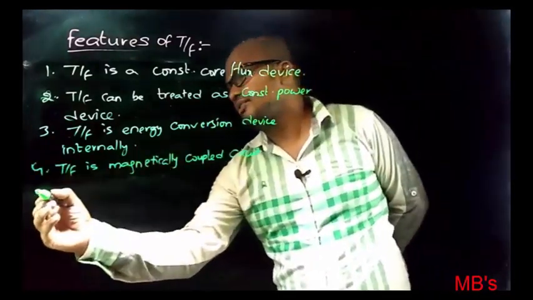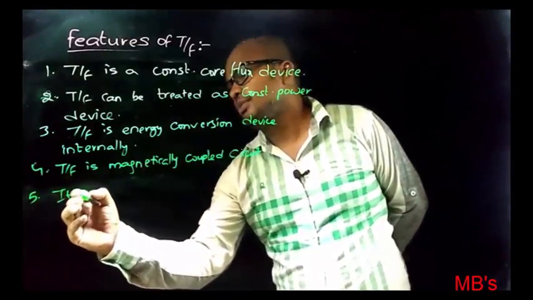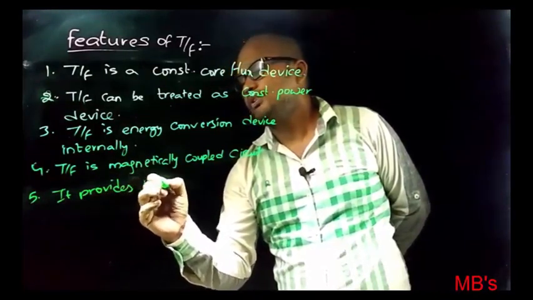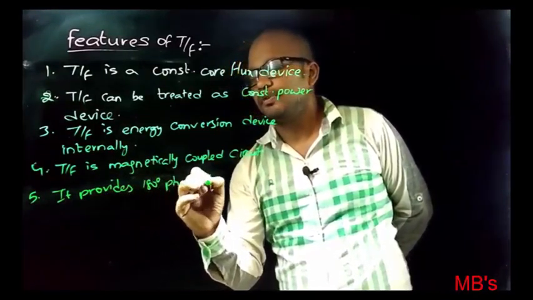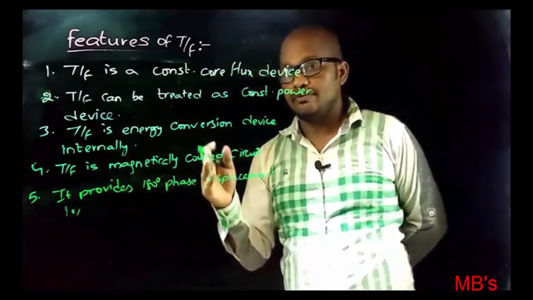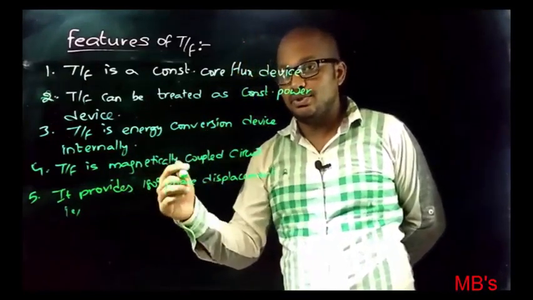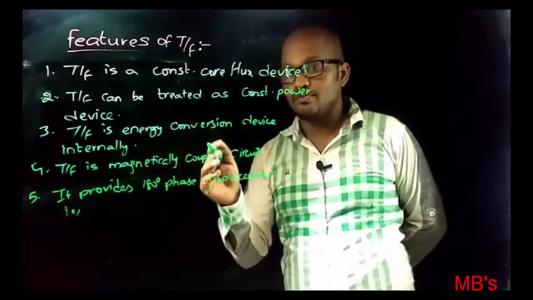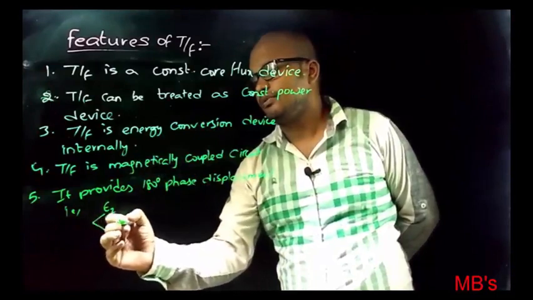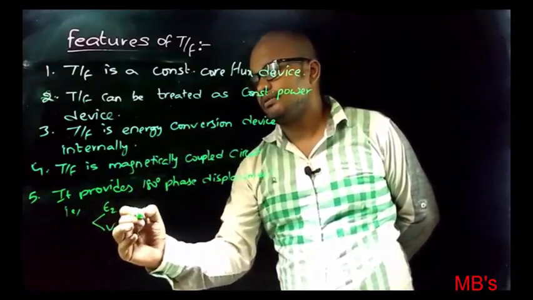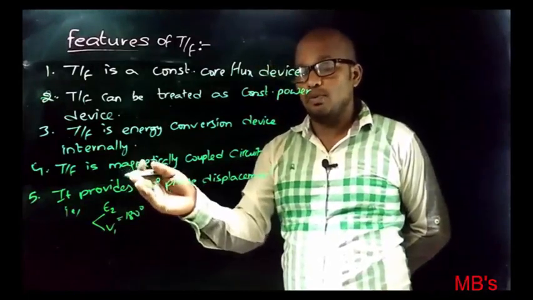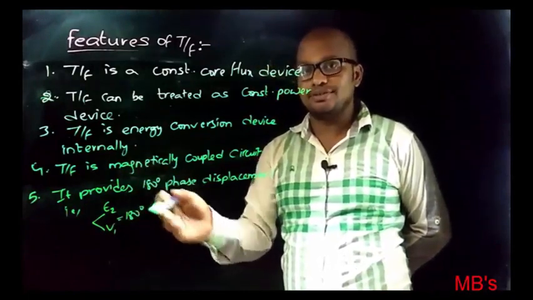And the other important feature is it provides 180 degrees phase displacement. That is, the phase difference between the secondary induced EMF and primary voltage is 180 degrees. That is, E2 and V1 is 180 degrees. That is, the phase displacement between output voltage and input voltage is 180 degrees.